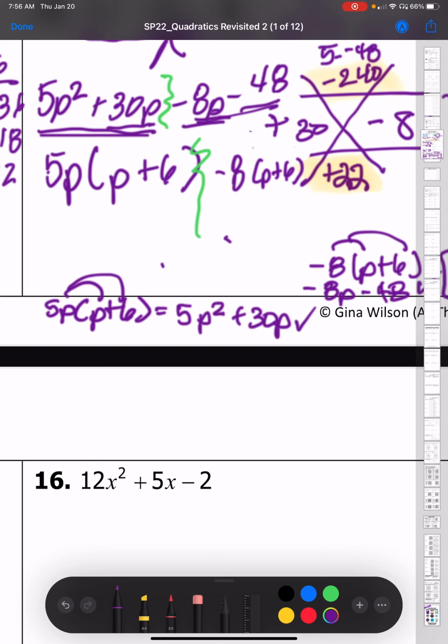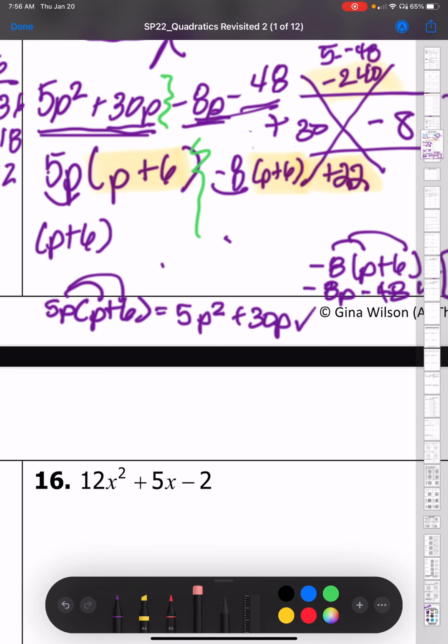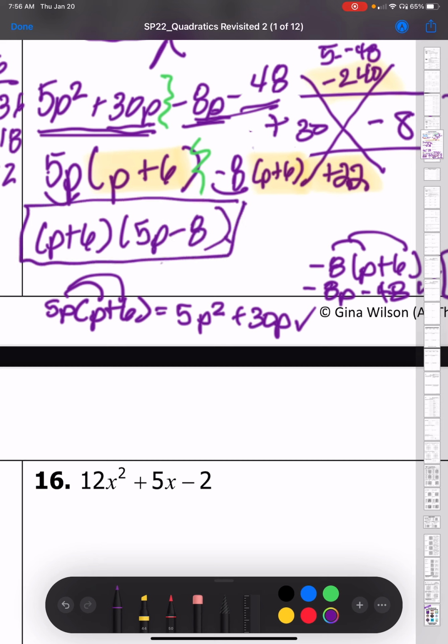So now we're looking at our common binomial factor, which is going to be p plus 6. And then what was on the outside, which is what we were multiplying by that common binomial factor, is going to be 5p minus 8. There we go.